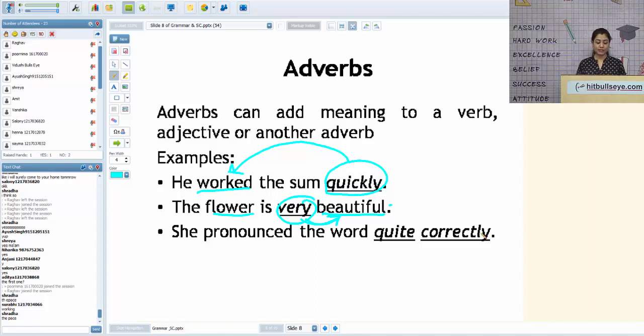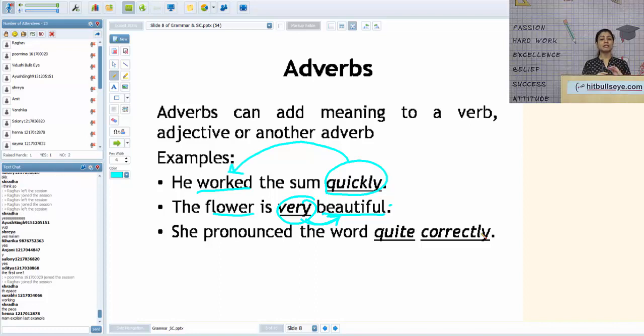Quickly summing all of this, let's revise it. So we have learned how adjectives define or tell us the quality of nouns or pronouns, and for the rest of everything, whether it's adjectives, verbs or adverbs, सबकी quality adverbs ही बताते हैं. Okay, so Hina wants me to explain the last example. Pronounced. Pronounced is the verb here, right? So pronounced की quality क्या है? Correctly. और correctly की quality क्या है? Quite. So making quite the adverb here.